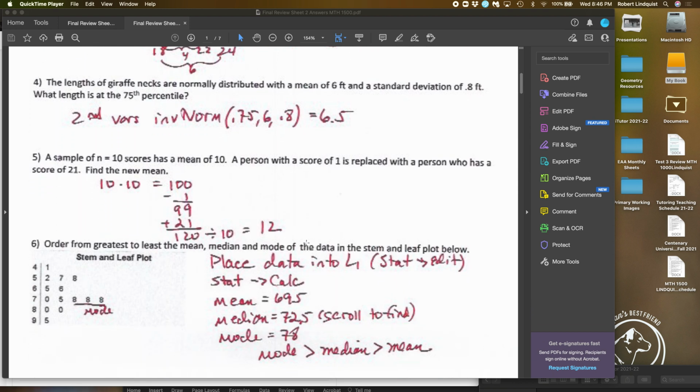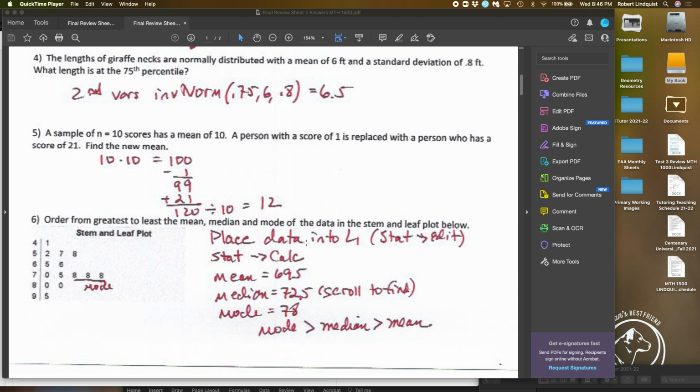Okay, the length of giraffe necks are normally distributed with a mean of 6 feet, standard deviation of 0.8. What's the 75th percentile? Percentiles, normal distribution, second var's inverse norm. 0.75 with a mean of 6 and a standard deviation of 0.8. Crunch those numbers, you get 6.5.